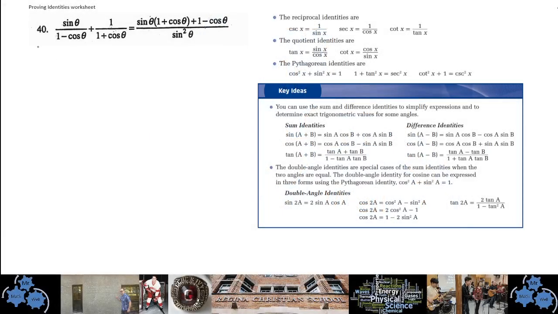All right, proving identities, question number 40. Now, again, if you want to make one side look like the other side, you're going to pick the more complicated side. Now, again, these both look very complicated, okay? And certainly we could do some distribution there and see if we could divide out any, but we're going to have a whole bunch of terms there though.